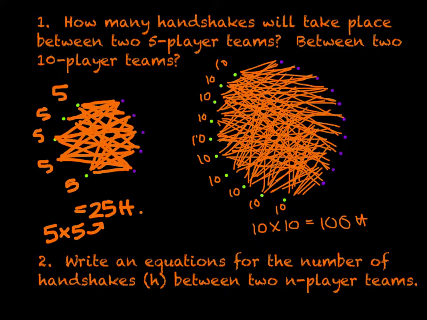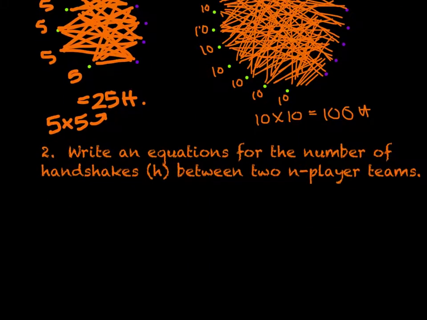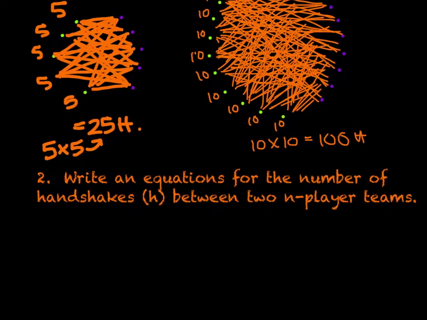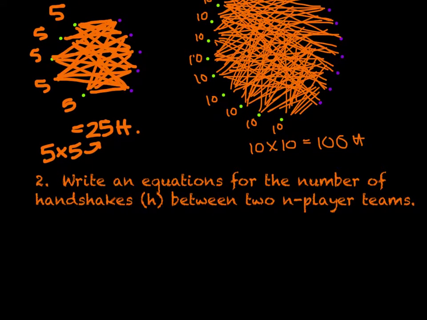We need to now write an equation for the total number of handshakes in this situation. If we had H handshakes between two n-player teams, what is occurring? If I look at the equations I'm already creating for these two situations, the number of handshakes is determined by the number of players times the number of other players that they're playing against.